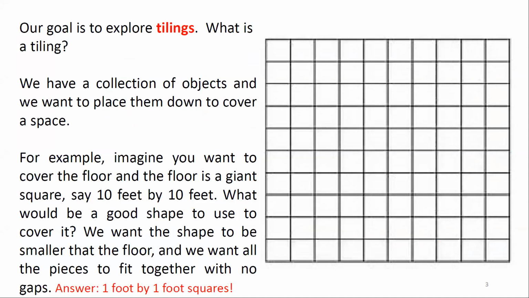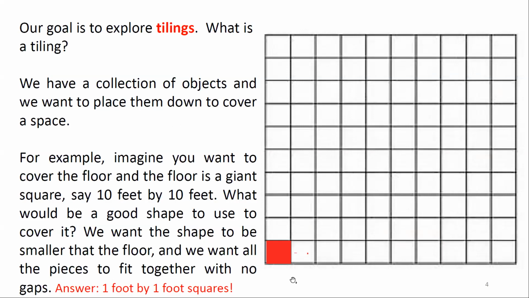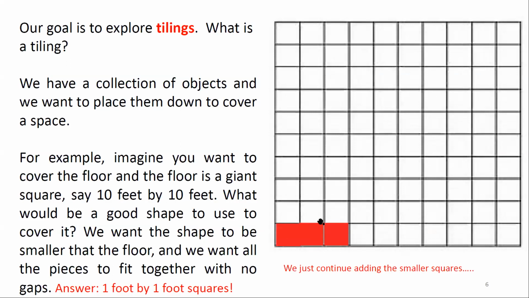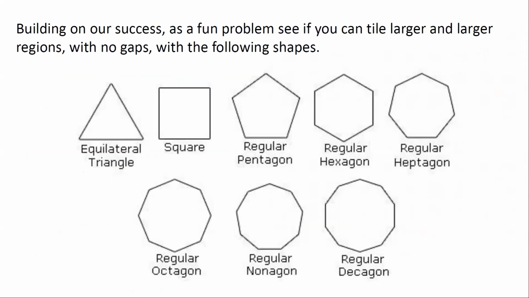Let's use a bunch of 1 by 1 squares. So where should we put the first square? In the corner? Yeah, let's put one square down here in the corner. And where should we put the next square? Next to it. And where should we put the next one? Next to that? And you can see that if we just continue adding like this, we will cover the entire 10-foot by 10-foot square.